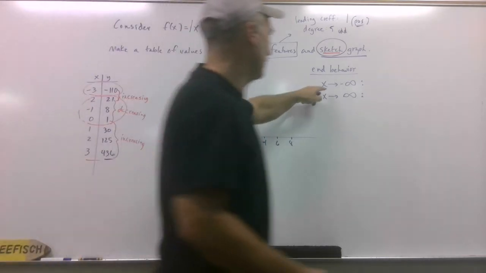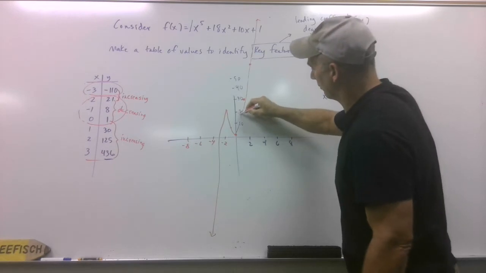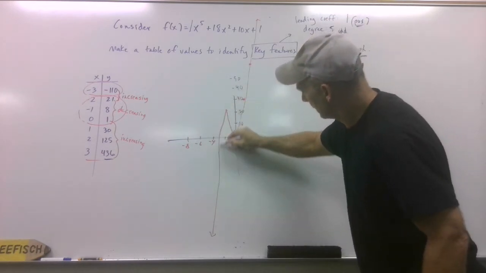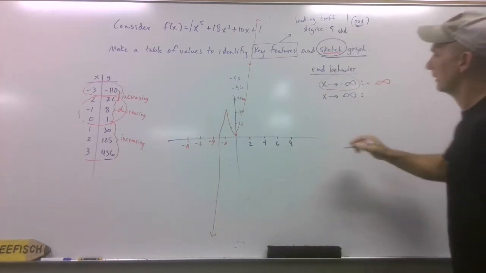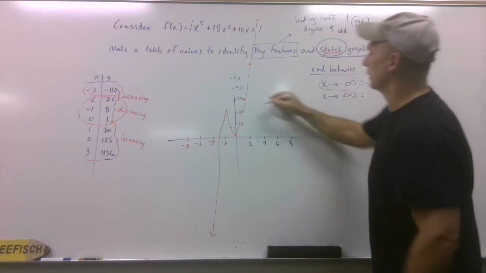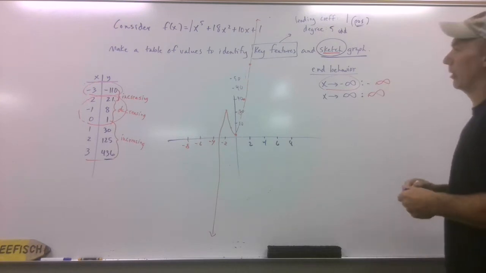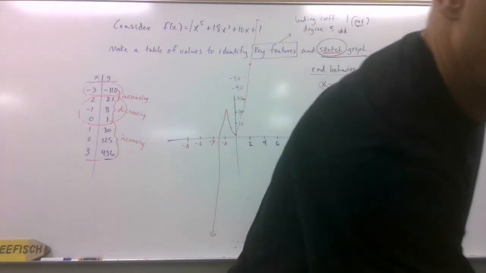So what's the end behavior? Well, as x, your roller coaster, no matter where you start, if you're moving left, you're going to go like this, and the end behavior is going to be down, so it's negative infinity. We change direction and go to the right. Where are we going? Up, forever. So that'd be infinity. So that's part of what they're asking for.